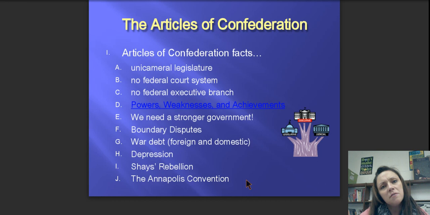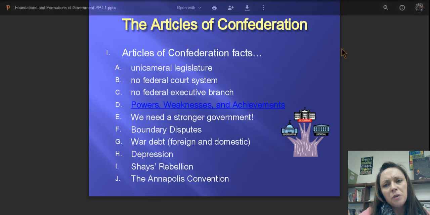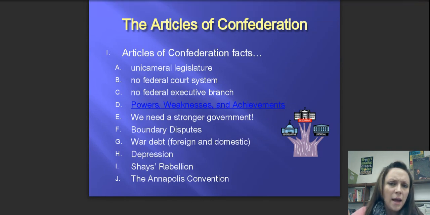And at the Annapolis Convention, representatives from states got together to pretty much just talk about economic issues and if there were any changes that could be made to prevent another economic depression, the goal being to somehow stabilize the economy. So with that, we're done.